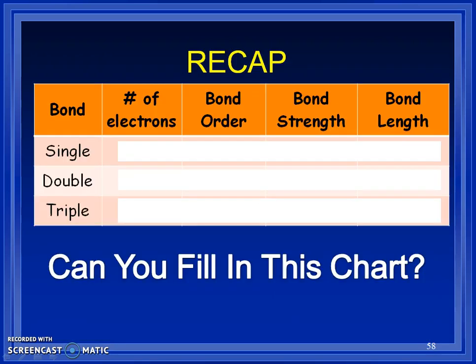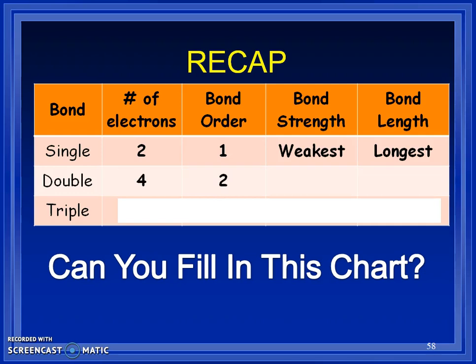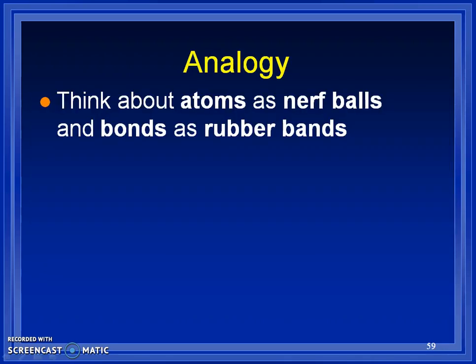So to recap, can you fill in this chart all by yourself except for the bond order? And again, chemists just like to give values to everything. So they sometimes give single, double, and triple bonds a bond order. So can you fill out this chart as much as you can? Hopefully you got that, that, and that. So again, pause and make sure you're understanding.